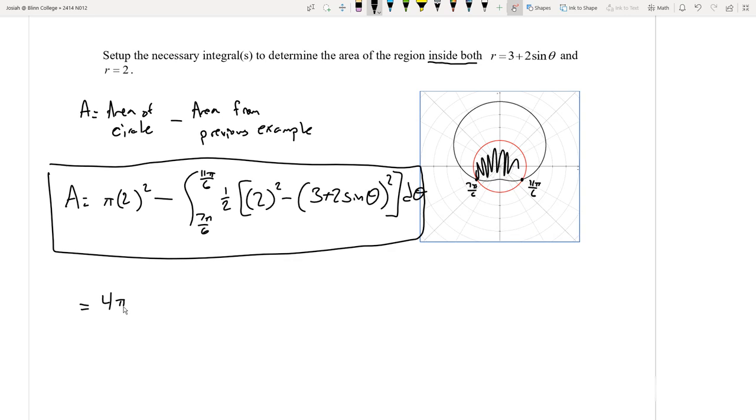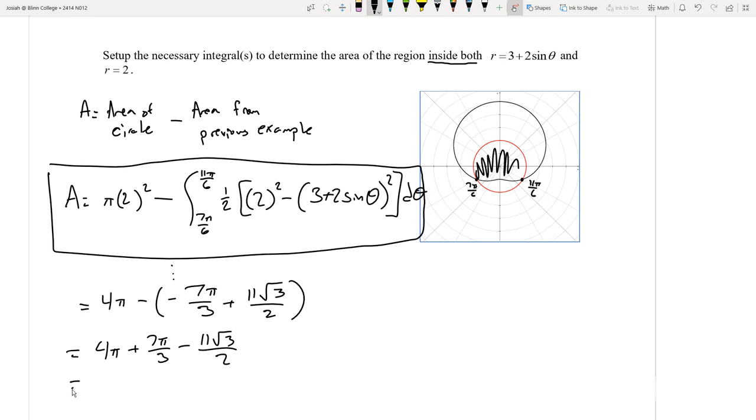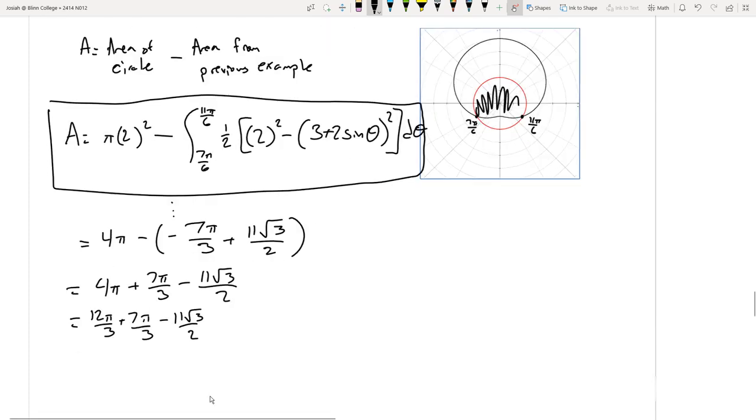So it would end up being 4 pi minus negative 7 pi over 3 plus 11 root 3 over 2, right? If we were to use the previous example there. And so we get 4 pi plus 7 pi over 3 minus 11 root 3 over 2. This is 12 pi thirds plus 7 pi thirds minus 11 root 3 over 2. And so our final answer here, we would get 19 pi thirds minus 11 root 3 over 2. Again, this problem wasn't actually asking for us to evaluate the integral, just to set it up, but there we go.